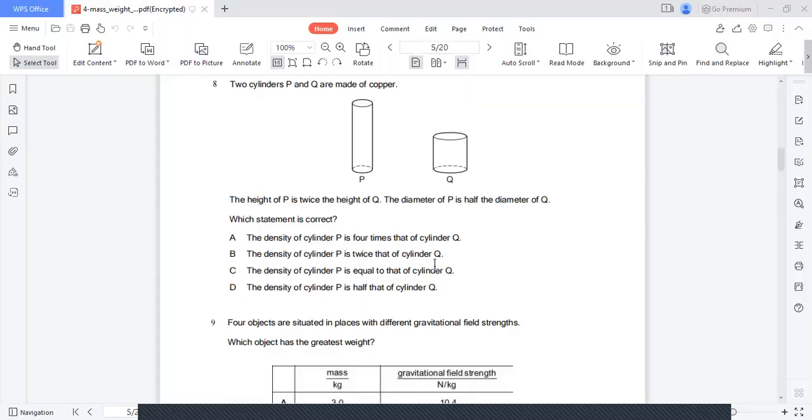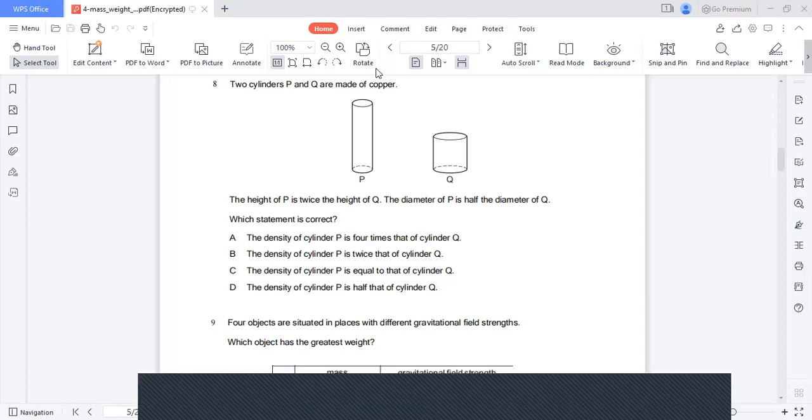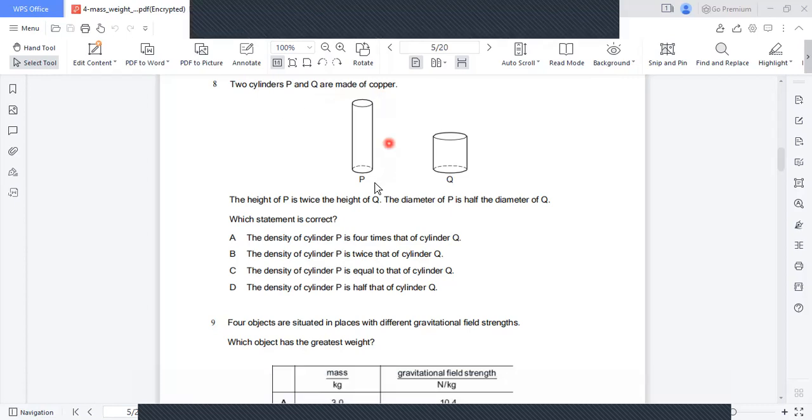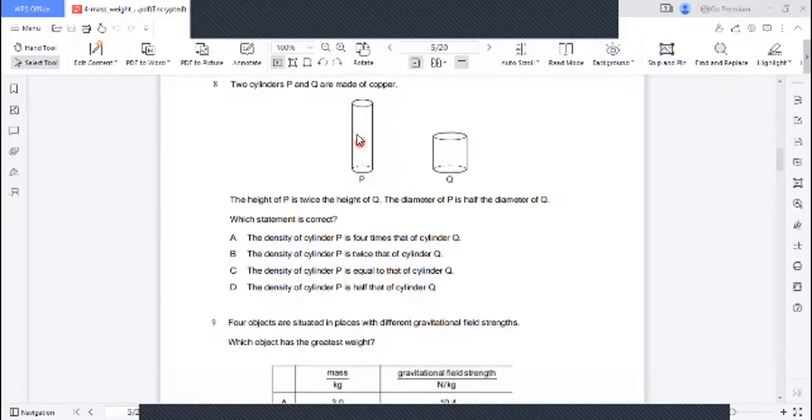Two cylinders P and Q are made of copper. It means this one is a copper made cylinder. This one is also a copper made cylinder. The height of P is twice the height of Q. Okay, this height is half of this one. The diameter of P is half the diameter of Q. Which statement is correct?